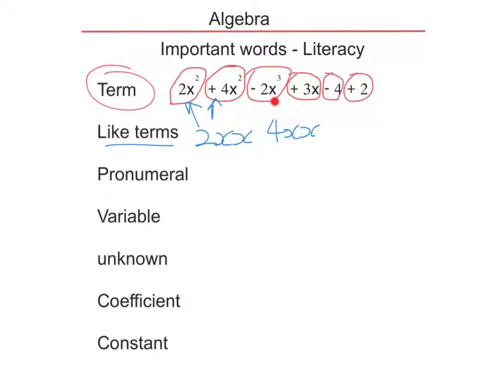X cubed is not like these ones. This is really minus 2xxx. This is not like because it only has a single x. These don't have x's. So these two are like terms, but also minus 4 and plus 2 are also like terms.